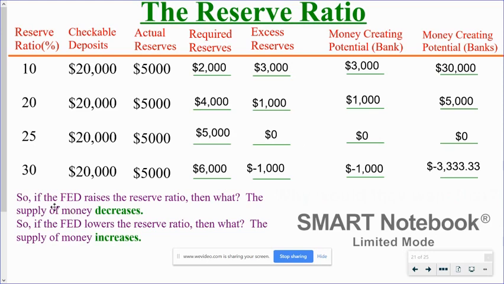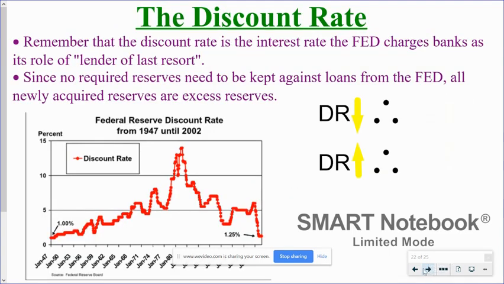What we want to look at is, well, what's going on when the Fed raises the reserve ratio? I seem to notice the reserve ratio begins to go up. The supply of money via loans begins to go down. And if the Fed lowers the reserve ratio, then it looks like the supply of money begins to go up. Good to know in the future.